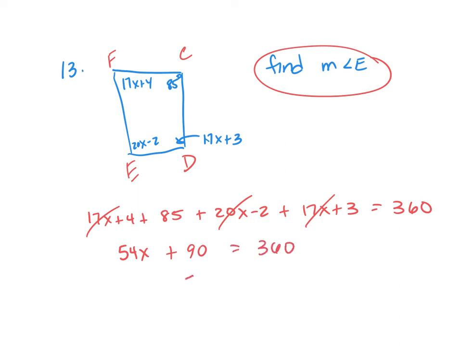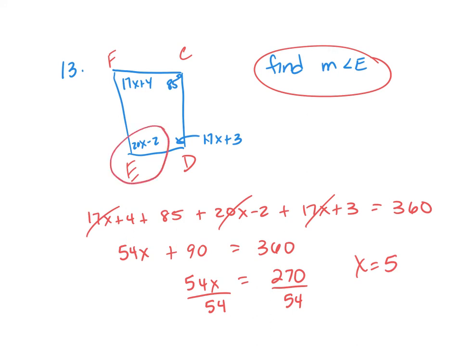When we subtract 90 from each side, we get 270. And when we divide 270 by 54, we get 5, I think. Yep. X equals 5. So that's not what they're asking us. They're asking us for the measurement of angle E. Angle E is 20x minus 2. Oh, but x is 5. So we plug 5 in there. 20 times 5 minus 2, which should be 98.